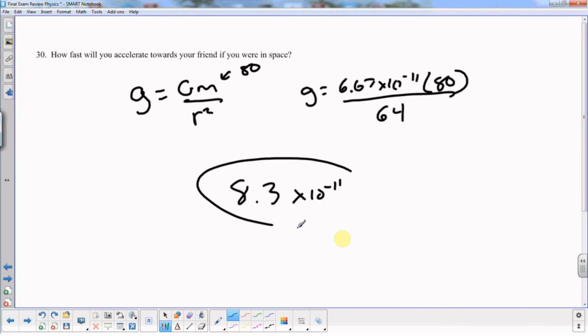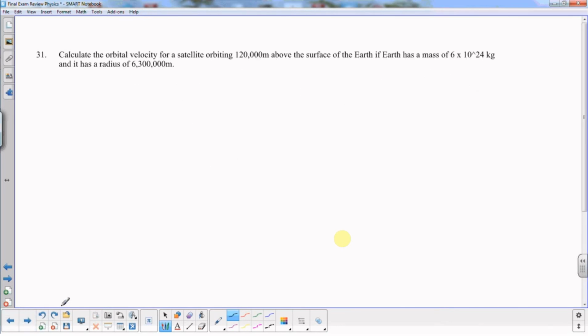Calculate the orbital velocity of a satellite orbiting 120,000 meters above the surface of the Earth, if the Earth has a mass of 6 times 10 to the 24 kilograms and a radius of 6,300,000 meters. Okay. So now we're doing velocity of orbit.